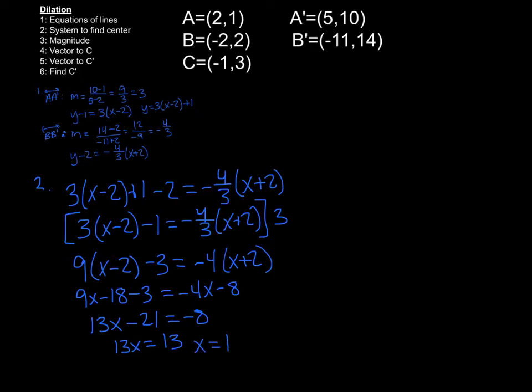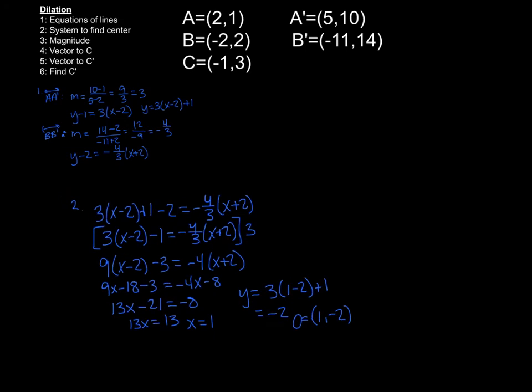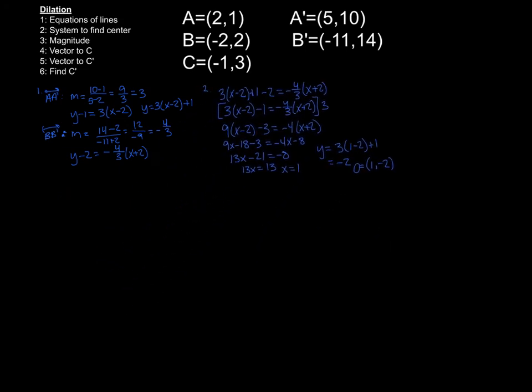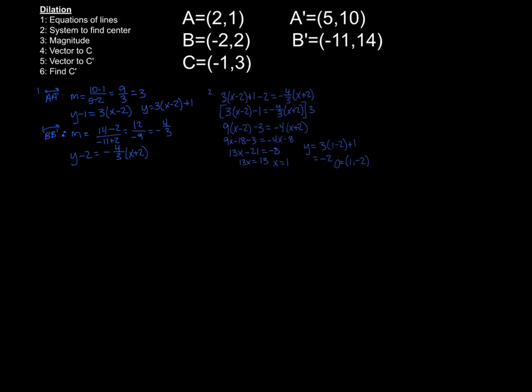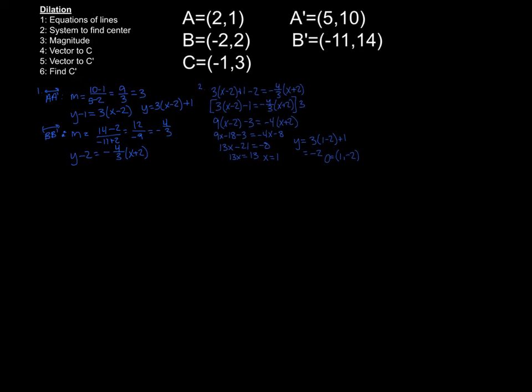If x is 1, then we can go over here, and since we solved for y in that top equation, y must be 3 times 1 minus 2 plus 1, which is going to give us negative 3 plus 1, or negative 2. So my center is going to be 1, negative 2, and I guess we've been calling our center O, so we'll call that O. Okay, so now I'm just going to make this smaller and put it up here so you can still see it, but we're going to move on.